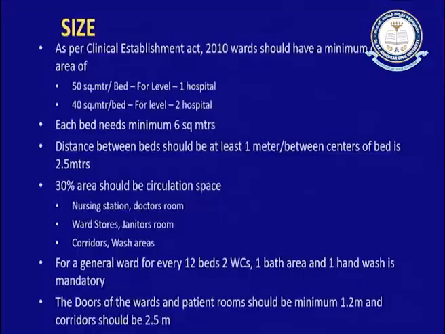Okay. And for a general ward, every 12 beds need to have 2 water closets, one bathing area and 1 hand wash, and the doors of the wards and patient rooms should be a minimum of 1.2 meters and the corridor should be 2.5 meters. Okay. So, you can see these statistics in this slide, and make an understanding of how these statistics come about. Okay. Now, facilities in wards.